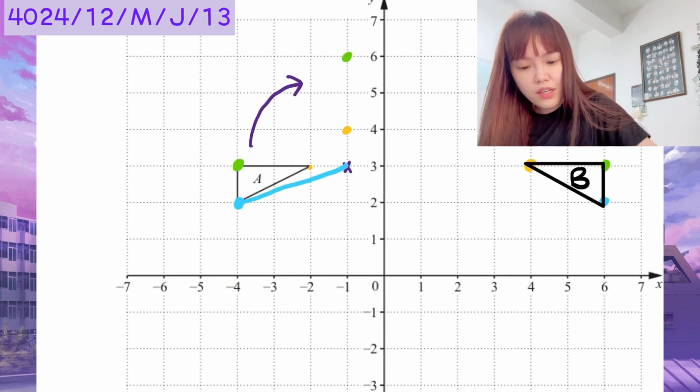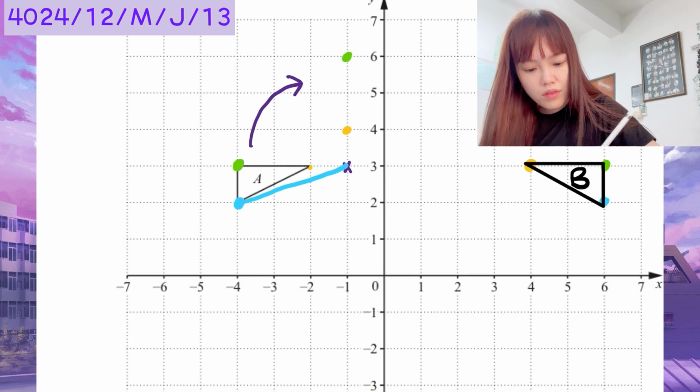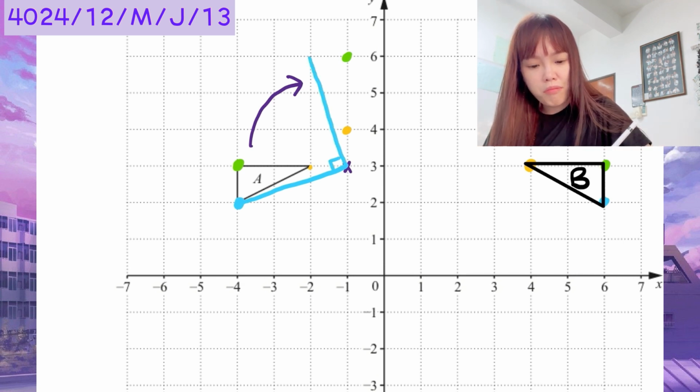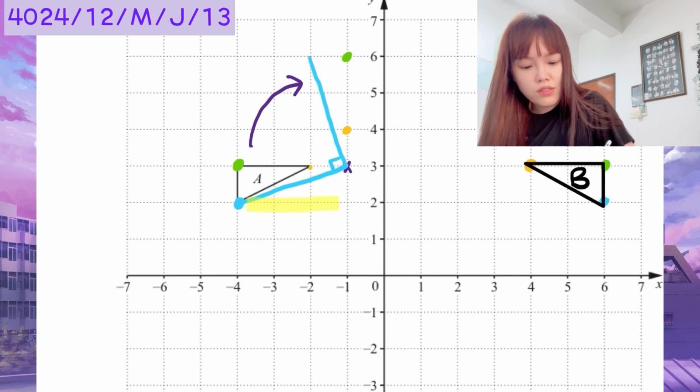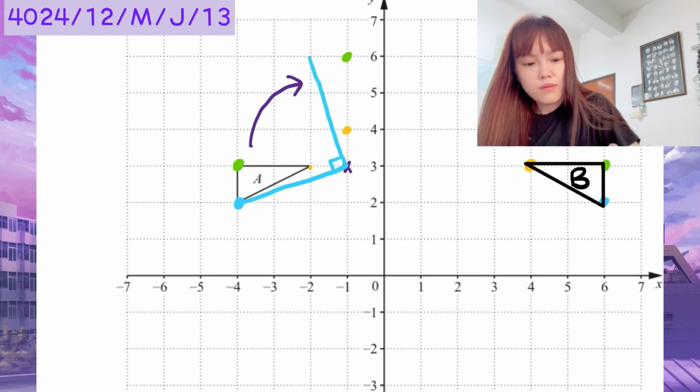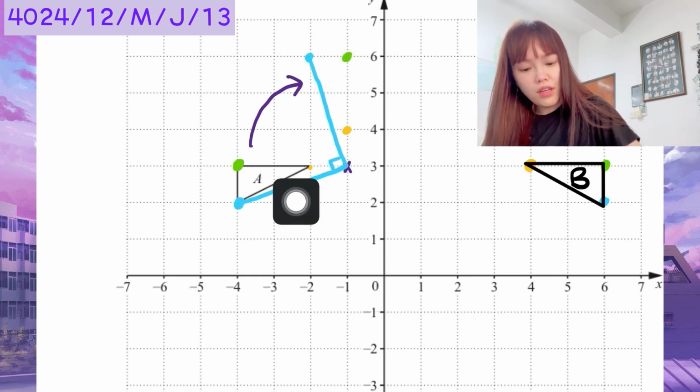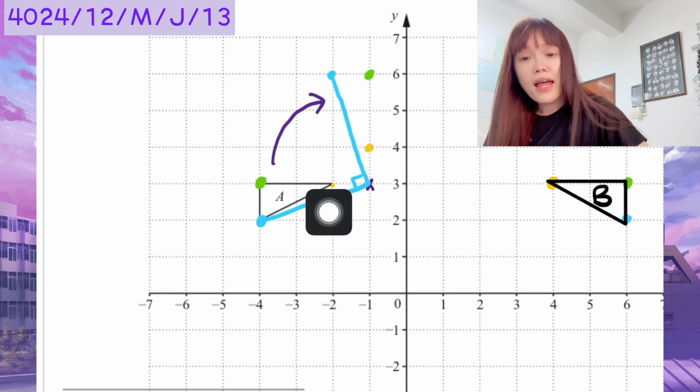This is 90 degree. Until here is 90 degree like this. You can count the number of box. Okay, you can see this one is 3, 1. So this is also 3, 1. Like that. Okay, you can count the number of box. This is 3 by 1. This is also 3 by 1. Okay, and then you see if it's 90 degree and also the same length.